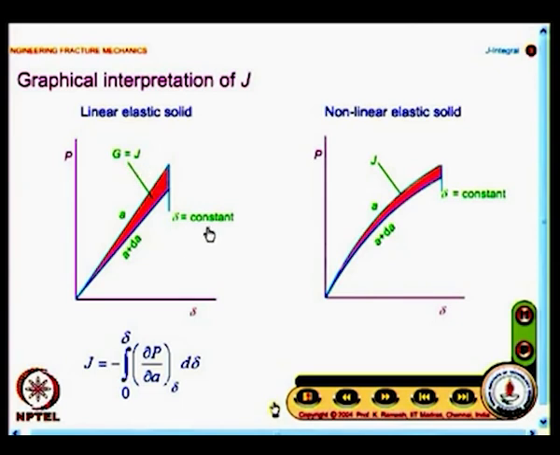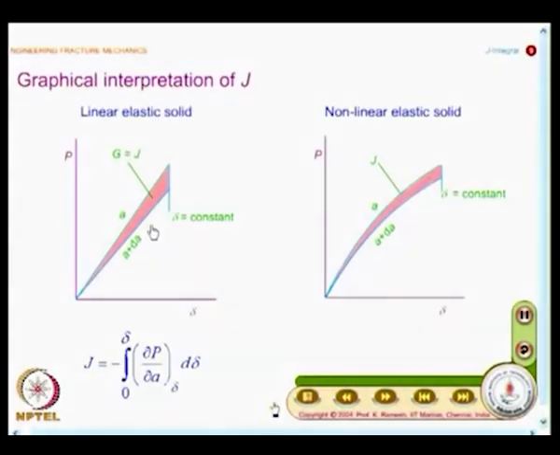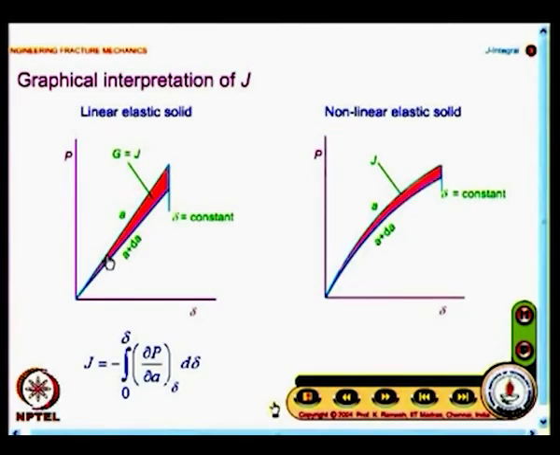And we have looked at constant displacement and constant load, and we have also argued that whether it is constant displacement or constant load, the energy availability is the same in the limit when the incremental value of crack growth is as small as possible. Here it is shown for constant displacement. So, this is the energy interpretation of G, which is the same as J for a linear elastic solid.